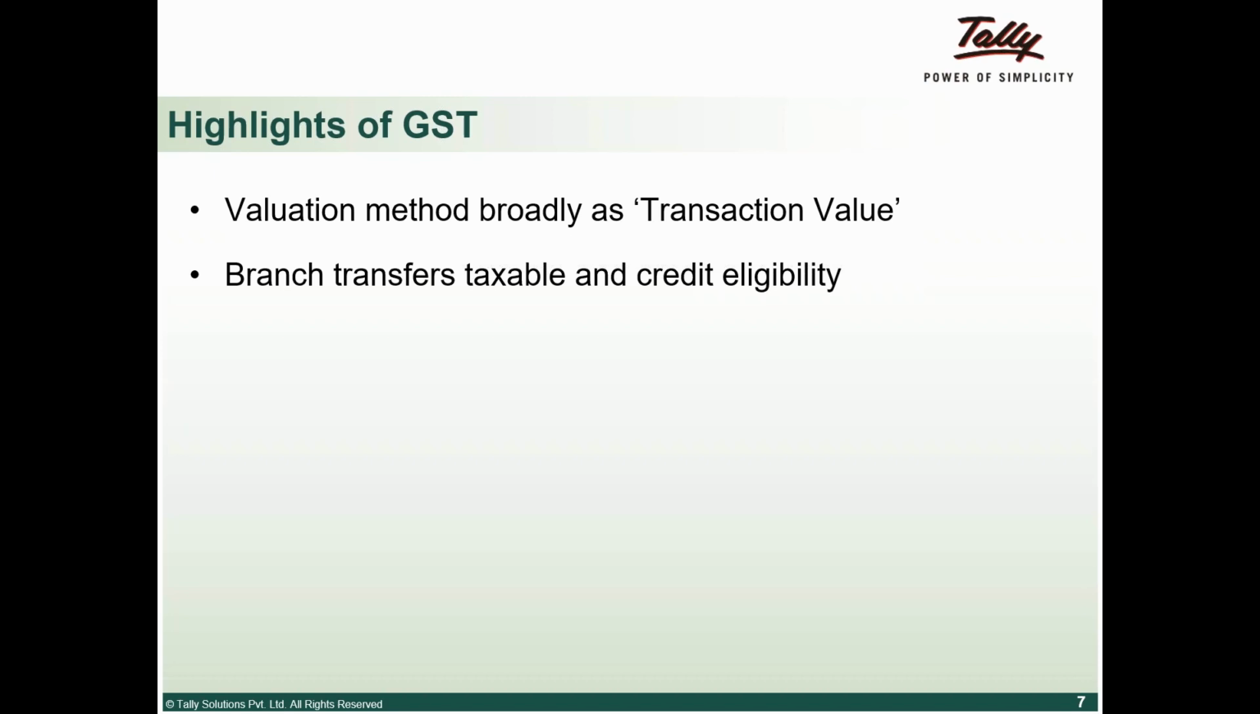But what is the best part of it? Since we discussed in the earlier slide the tax credit across the supply chain, whatever tax is charged on branch transfer will be available as credit eligibility, which means the receiving branch or the receiving HO can claim the input tax credit on the tax that is being charged on branch transfer.